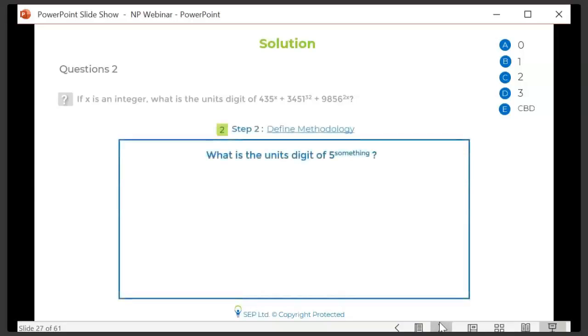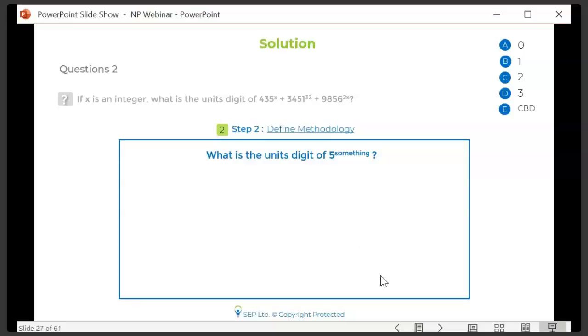Now, keeping in mind that x could be anything, if I ask you this question, and you can type your response in the chat box, what will be the unit digit of 5 to the power something? I'm not telling you what that something is, but what do you think will be the unit digit of this? Anyone? 1 or 5, okay. Anyone else? 5, Sakshi is saying 5. 5 for all except for 0. 1, 5 or some decimal, okay.